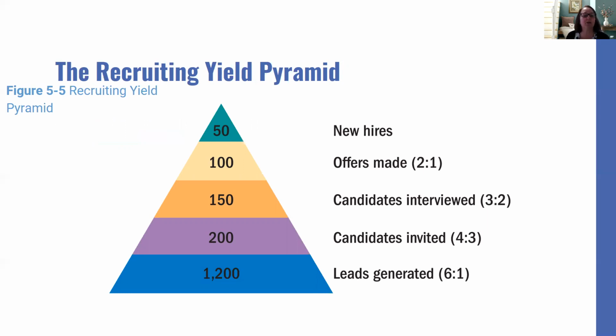So for example, let's say that you generate 1,200 leads and there's a 6-to-1 ratio, but you eliminate 1,000. So then you invite 200 people, you look at them, and then from the 200 people, you do a 4-to-3 ratio and you interview 150. From the 150, you actually make 100 offers and 50% of them accept. So a company needs to understand what those ratios are in their industry and for their company so that they can make better decisions.